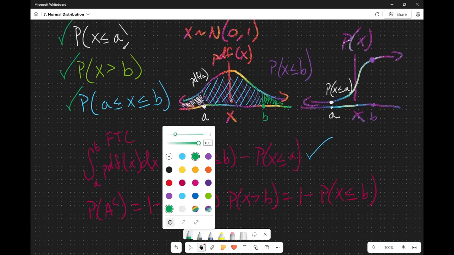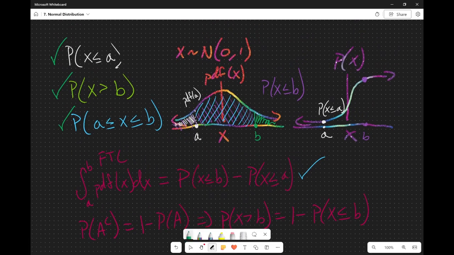So using the fundamental theorem of calculus and understanding the difference between a probability density function and a probability function, we can calculate the probability that x will be less than a value, greater than a value, or between two values. It's important to note that a standard normal distribution is typically written as z.